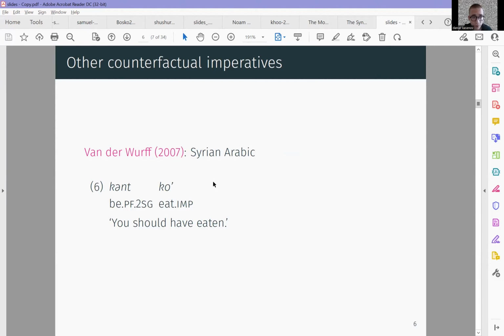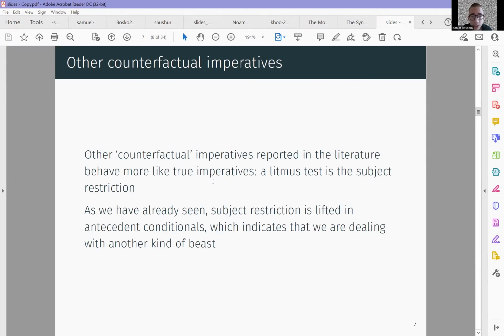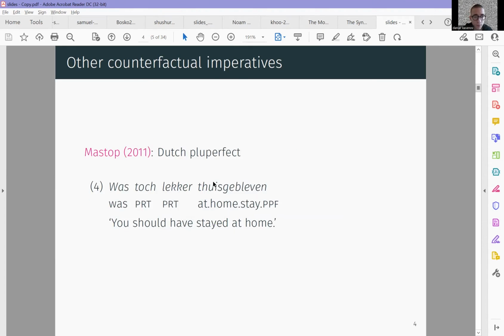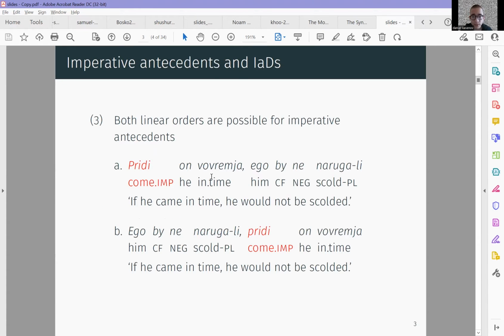The thing with all of these examples is that they are restricted to second person subject, which I think shows that they behave more like a quote-unquote true imperative, unlike the counterfactual antecedent imperative construction, because we have already seen, let me wind back here, that it allows a third person subject, the one voting, if he came in time, not you.